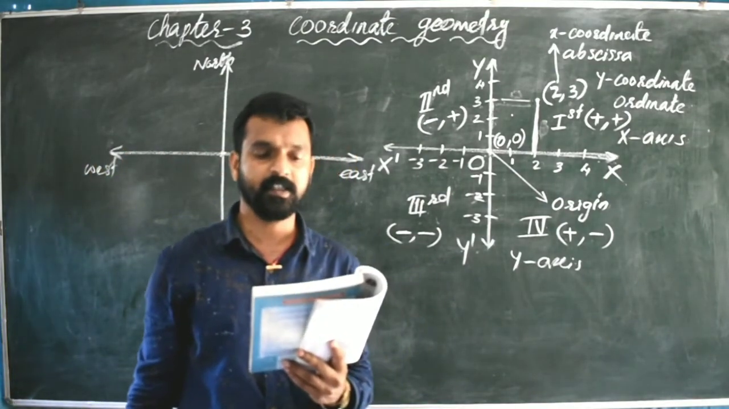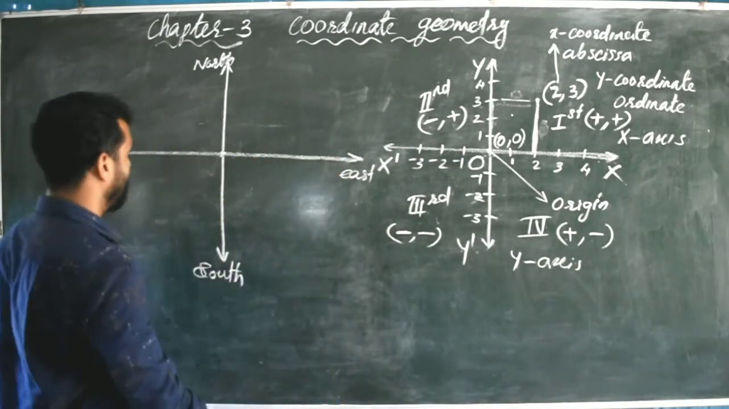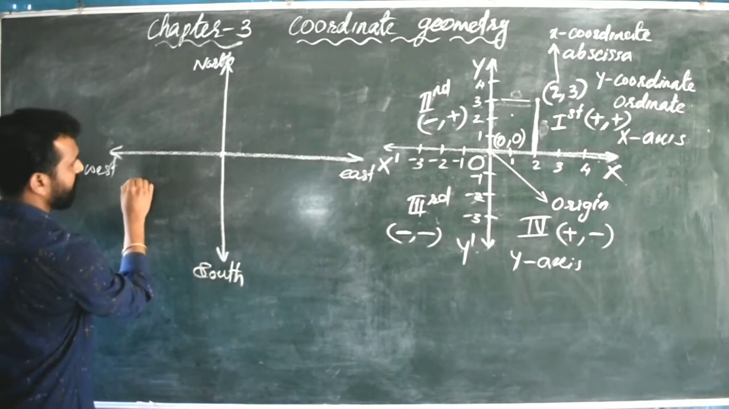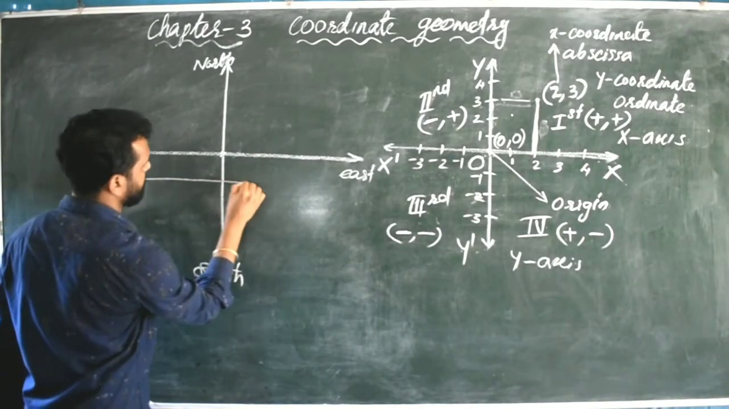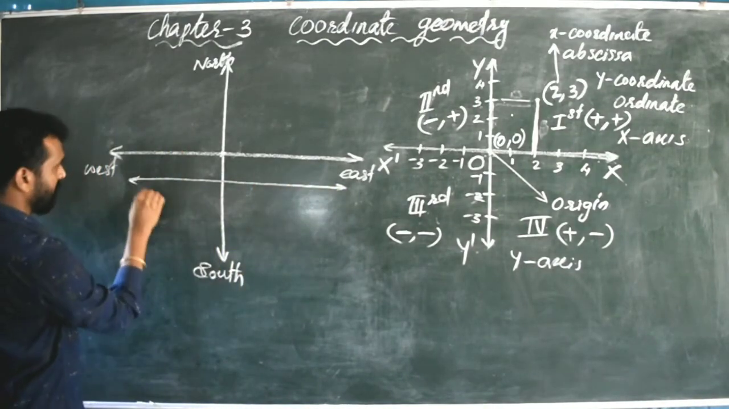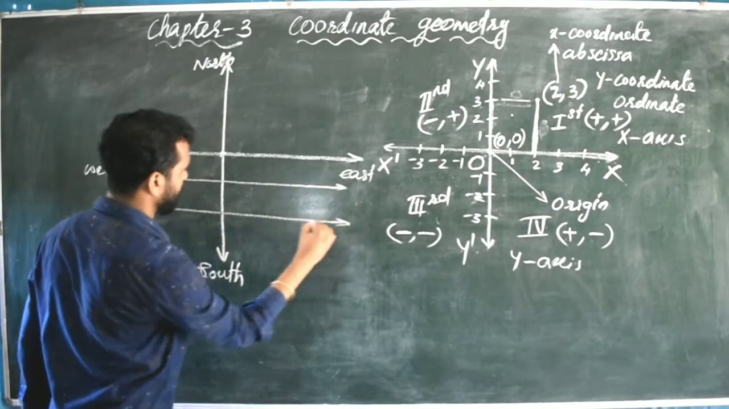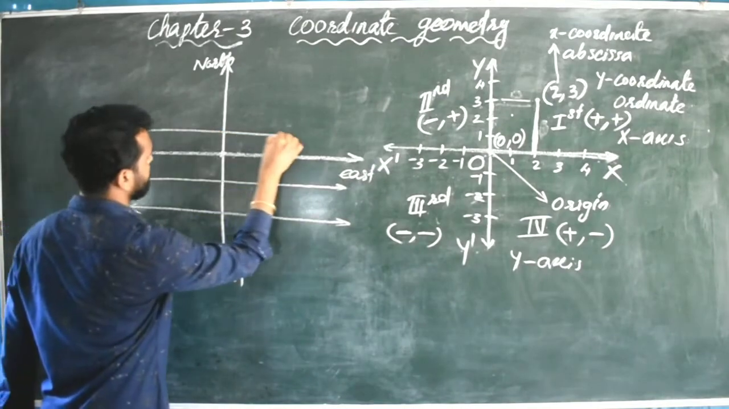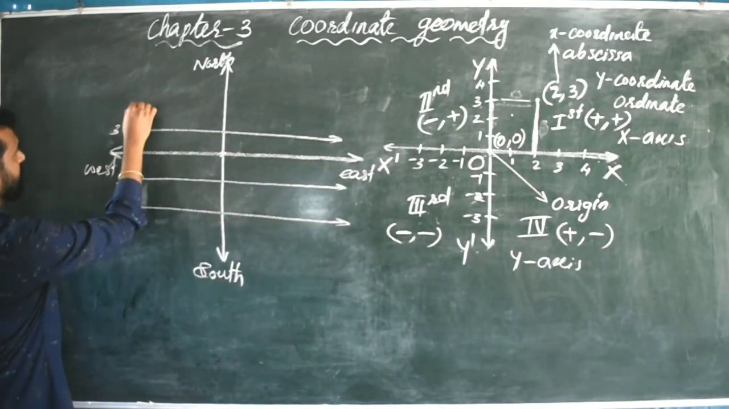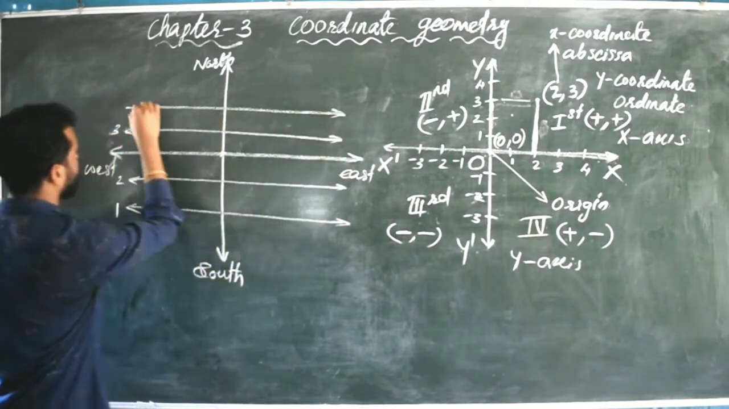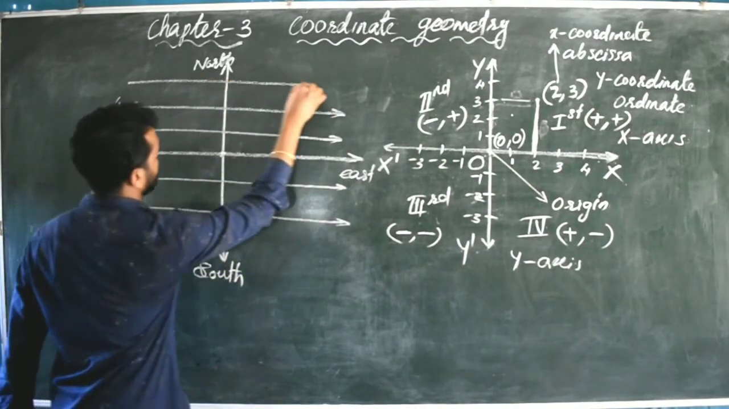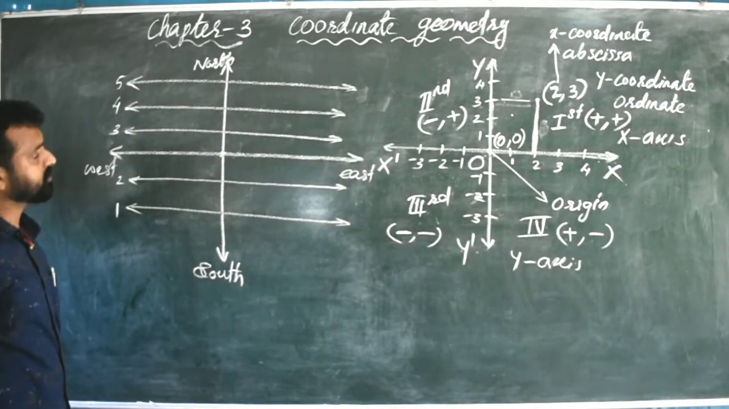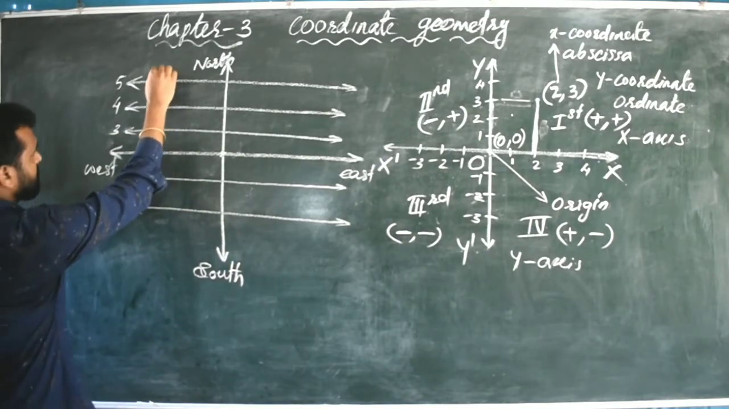There are 5 streets in each direction. That is, in the east-west direction, 5 streets are there. This one is the first street, the second one, the 3rd street, then the 4th street, and this one is the 5th street. And in the north-south direction also 5 streets are there.